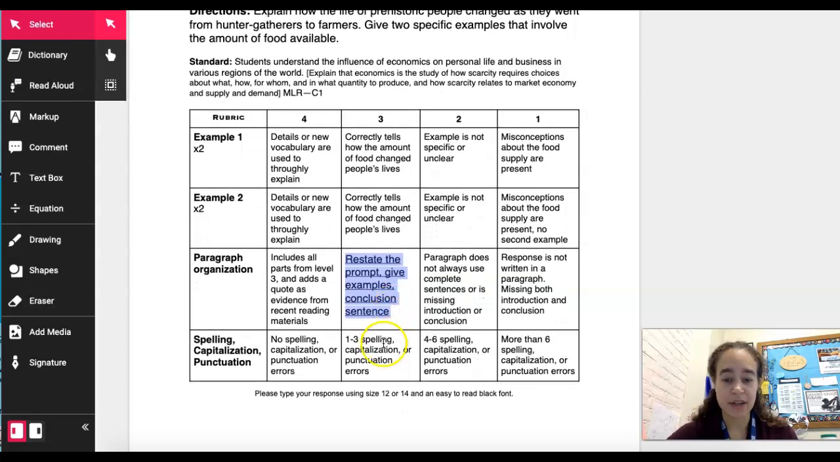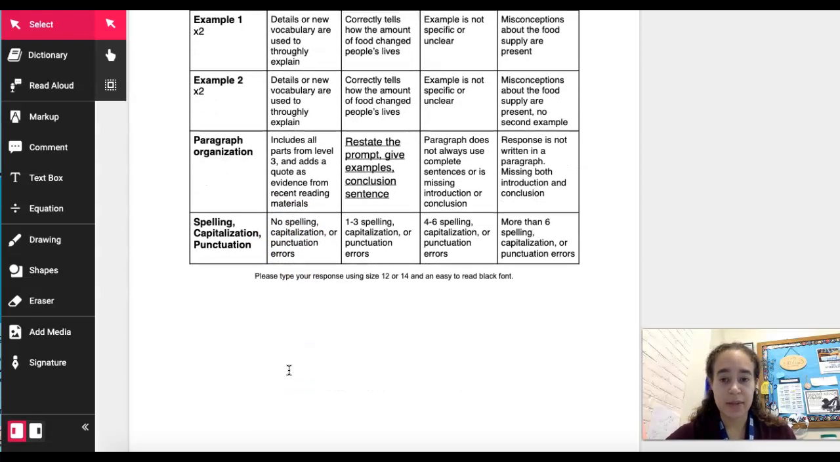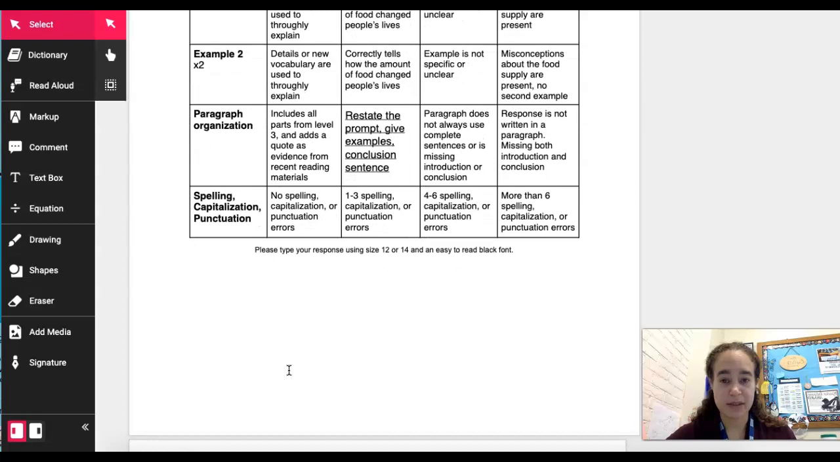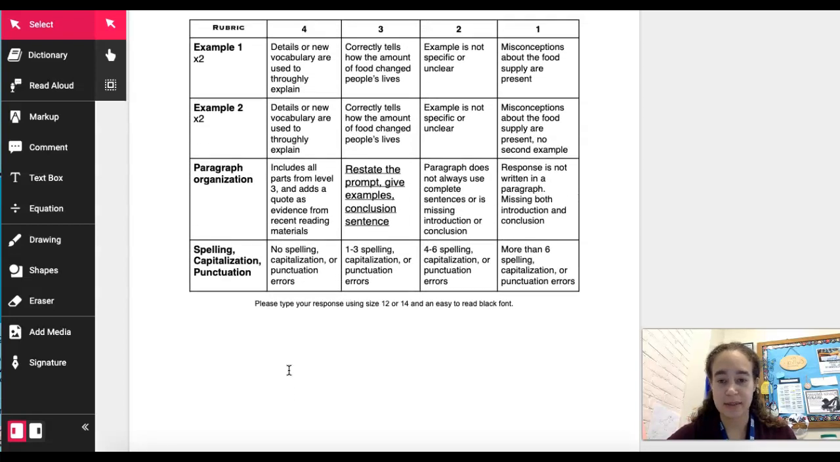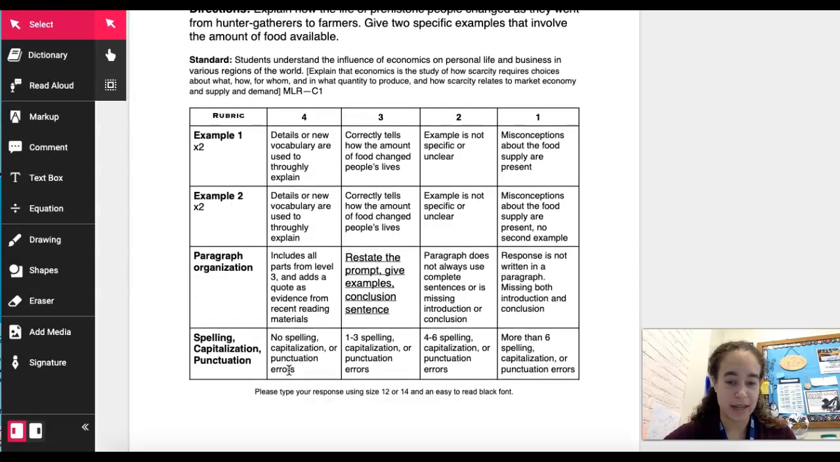Spelling, capitalization, and punctuation will count because this is a quality piece of writing. I expect 6th grade work. So if you don't have any spelling, capitalization, punctuation errors, that will be over here in the 4s. If you are typing your response, please use a size 12 or 14. Easy to read, something that looks just professionally typed. Easy to read, black colored font.